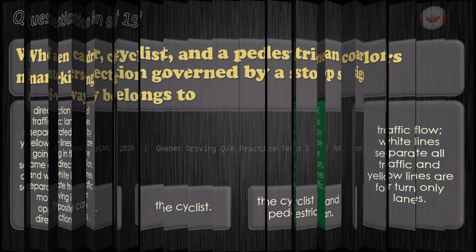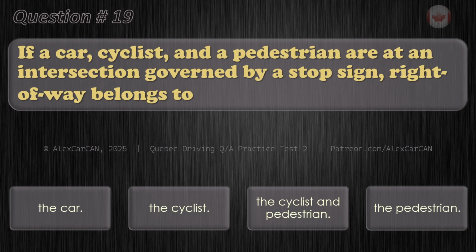Question number 19. If a car, cyclist, and a pedestrian are at an intersection governed by a stop sign, right-of-way belongs to the car, the cyclist, or the pedestrian. The correct answer is the pedestrian.